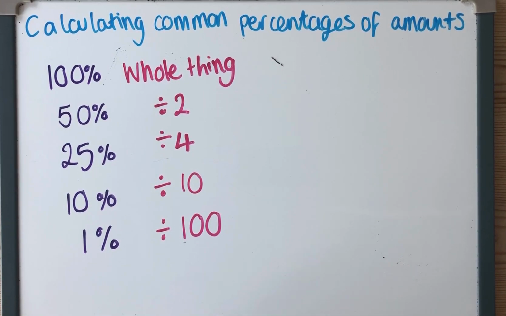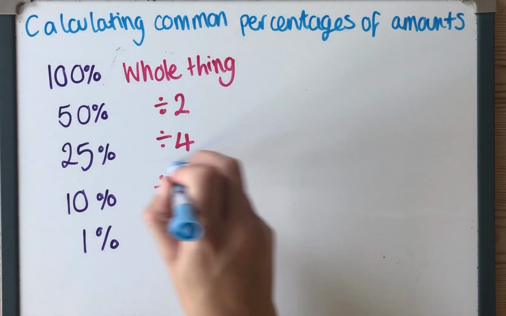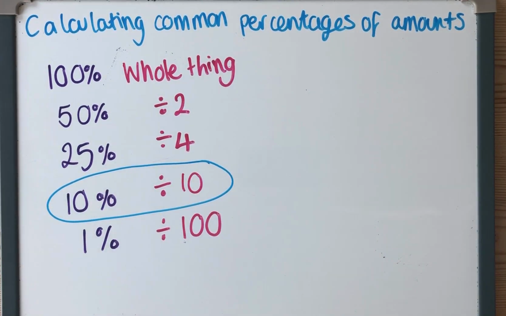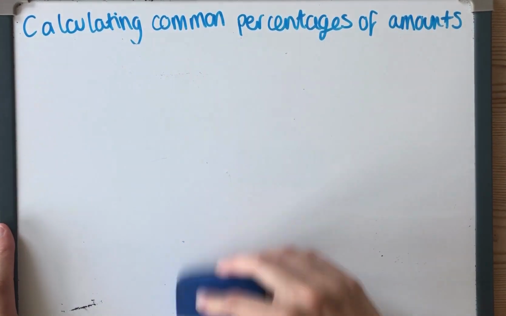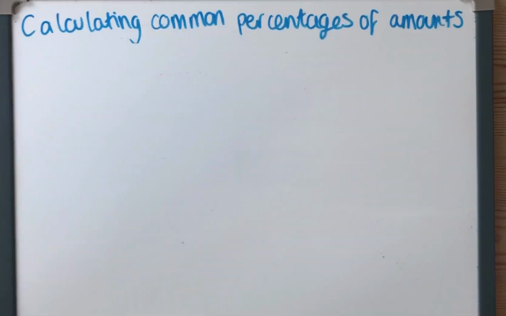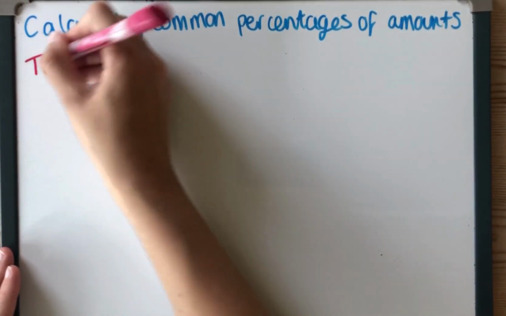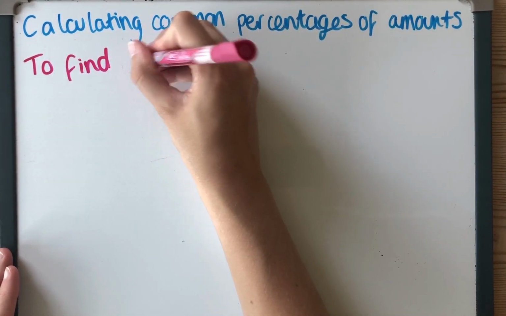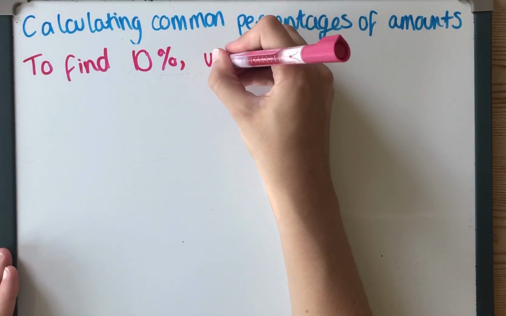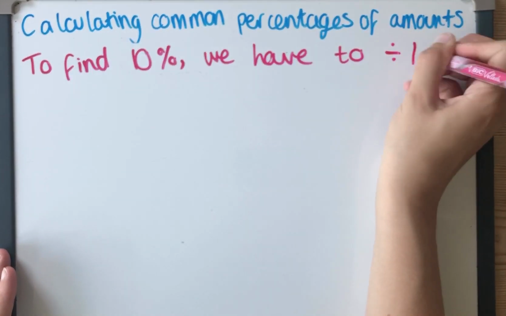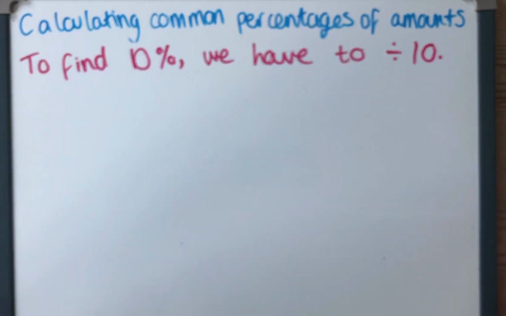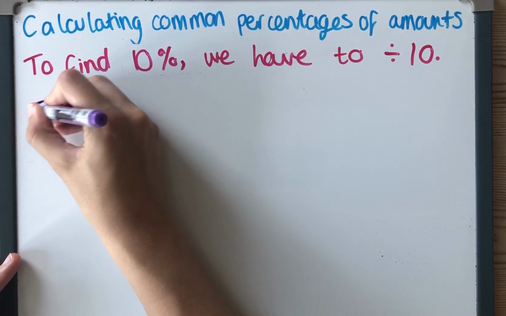Now, the key one we're going to be thinking about today is using this 10%. Okay, so that is my key one. So I'm going to write that at the top. You can write all those down. You could pause the video, go back and write those down. But we remember that to find 10%, we have to divide by 10.